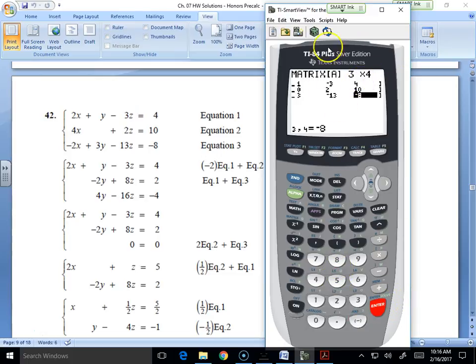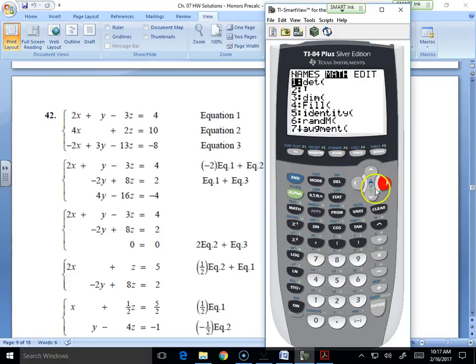Now, you get your little matrix in there. Does anybody remember what to do next to make it solve it for you? Go back to matrix. Go over to math. RREF, row reduced echelon form. Row reduced, letter B. We want to row reduced echelon form the matrix that we just made, which is A.